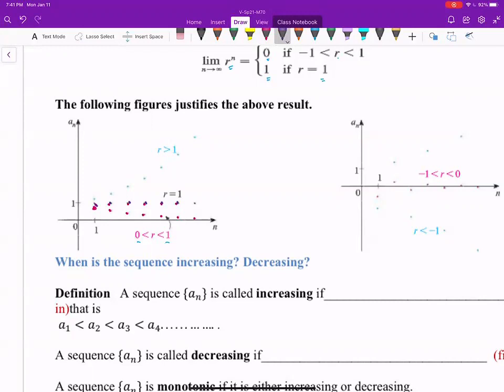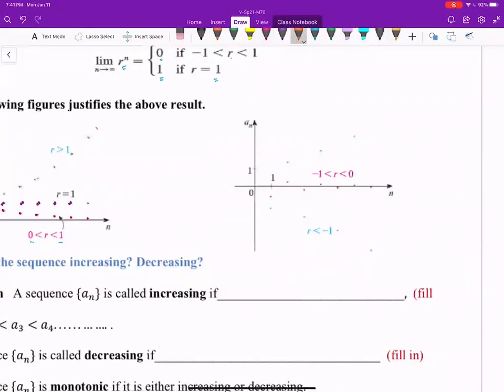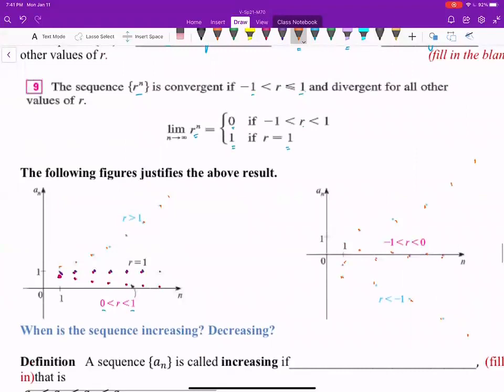When R is more than 1, you see that the sequence is divergent. And similarly, when R is between -1 and 0, though it alternates, it is approaching the value 0. But when R is lower than -1, the values are divergent. So this is something to note. The sequence R to the n is convergent when R lies between -1 and 1, inclusive of 1. In all other values, it is divergent.